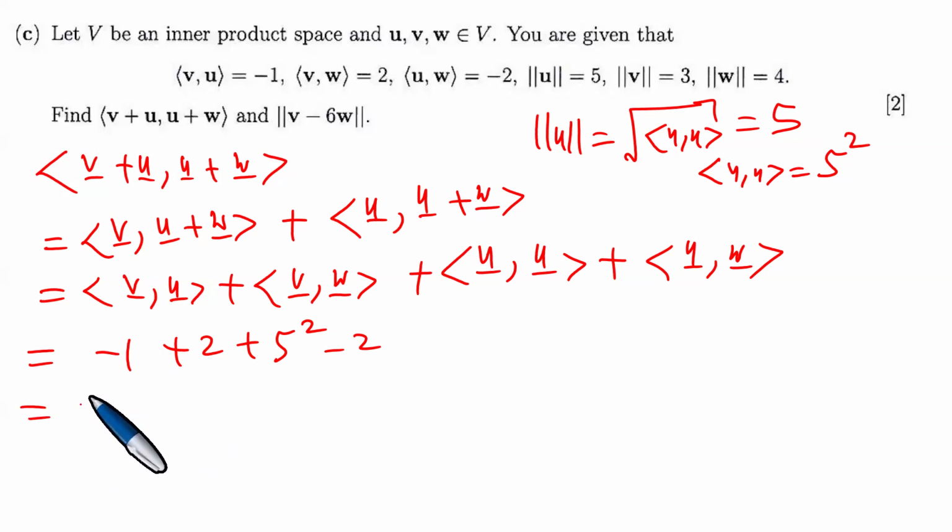Minus 1 plus 2 is what? It's 1 plus. You can simplify this. This is 1, and then this is 25 minus 2. 25 minus 2 is 23, plus 1 is 24. So we're getting 24, and the 24 is actually the correct answer. I'm going to discuss the properties of the inner product very shortly, in line with the question.